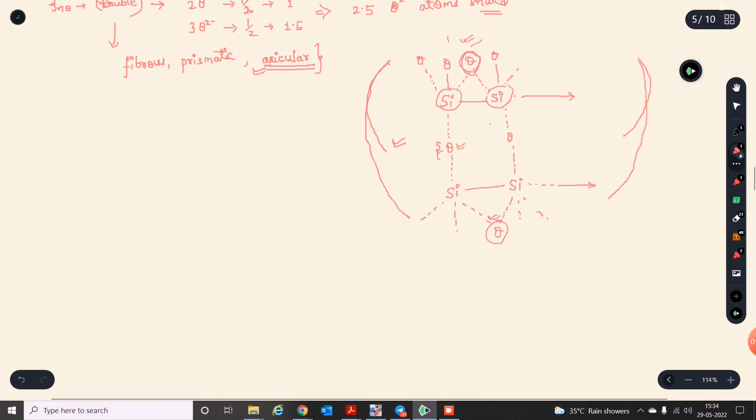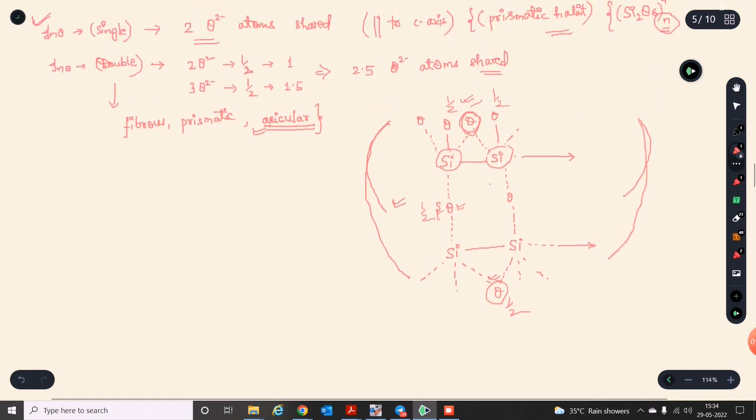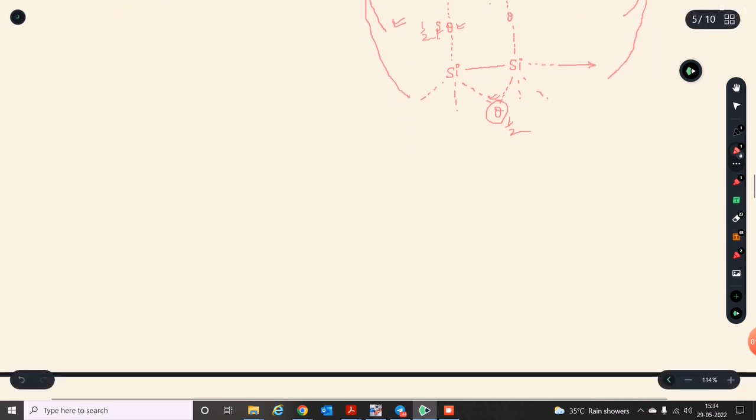Here in this tetrahedra you have half contribution, here you have half contribution. Same goes with this. Same goes with this. So like I mentioned here, this derivation comes out in overall terms, in total terms, what we have is 2.5 O2 minus atoms are shared. So this is the structure. Structures get important in many ways.